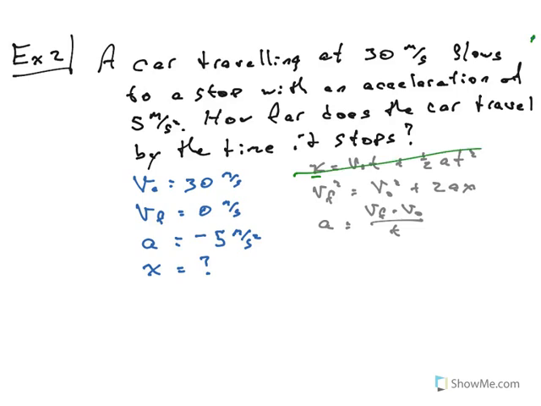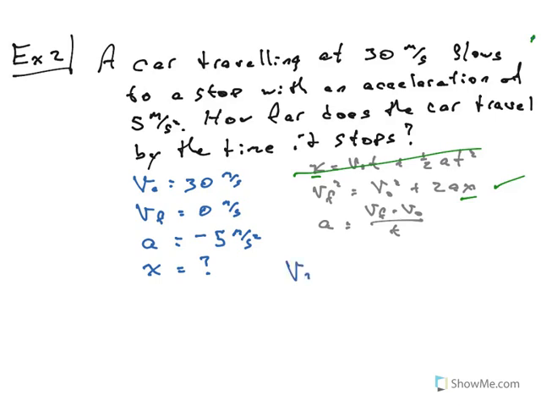All right, let's move to the second equation. Again, I'm looking for distance, and there's distance right there. Do I know everything else? VF, I have VF, that's 0. V naught, I have V naught, that's 30. Acceleration, I have a, it's -5. So I could use the second equation. So there we go. Let's use it.